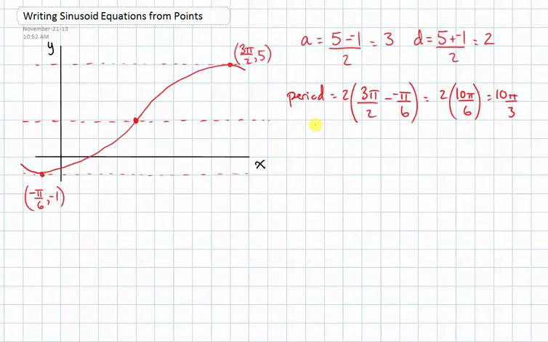From the period, I can figure out the horizontal expansion or compression. It is 2 pi divided by the period. So I will write 2 pi times 3 over 10 pi, the reciprocal. Fraction was on the denominator. 2 pi over 10 pi reduces to make a B value of 3/5. So what I have is a horizontal expansion by 5/3 on a 2 pi period.